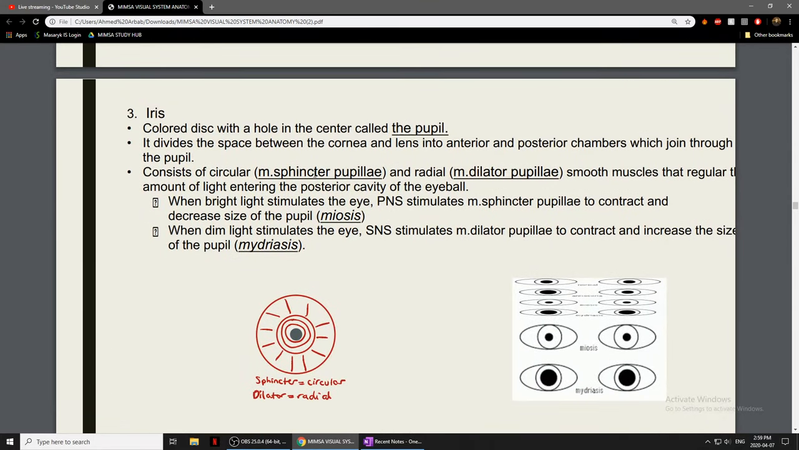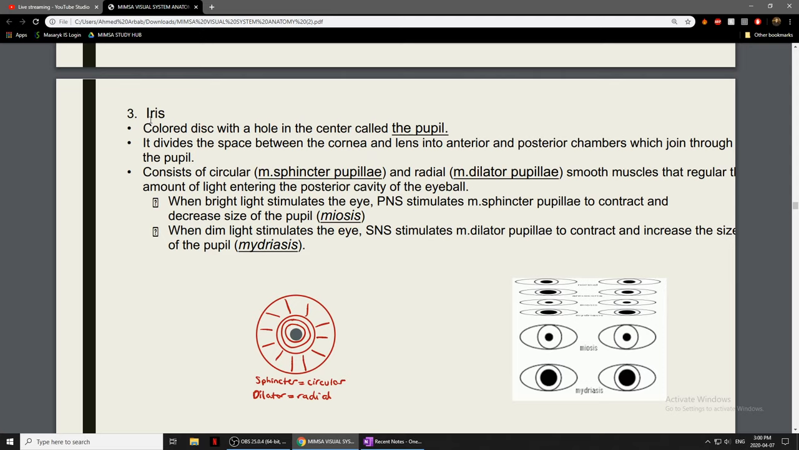Okay, so next, the iris. So the most anterior part of the vascular tunic, a continuation of the ciliary body. It is a colored disc. Like I said, it's pigmented because of the melanin. You have different types, and that determines your color, or it partly determines the color of your eyes. And this colored disc has a hole in the middle called the pupil, which is where light enters into the eyeball.